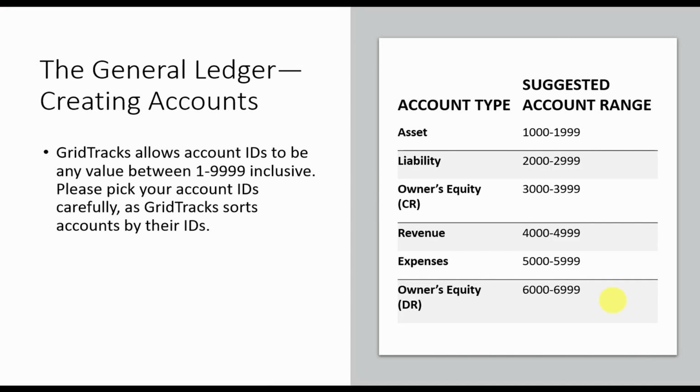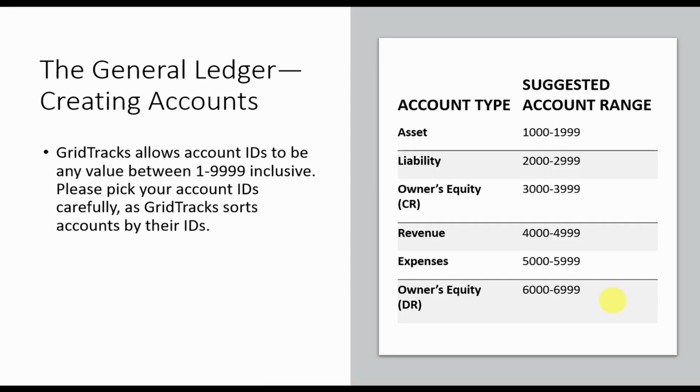Right, so the second major component, of course, with any account is the account ID. So as much as the account type and the account name are super important, one of the most important parts of any account is the ID, because that's how GridTracks differentiates between accounts. It doesn't care what the account type is when it comes to the order of accounts within your general ledger. That's only set by the account ID.